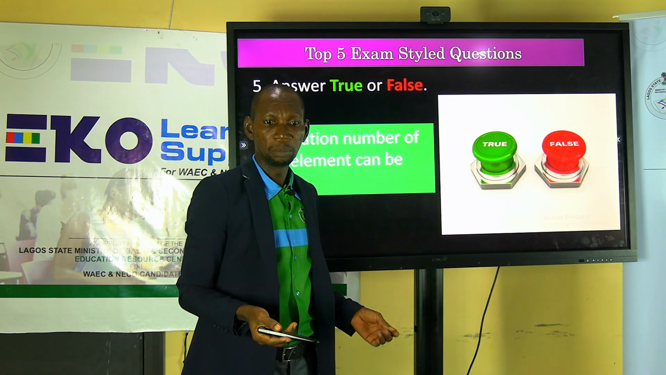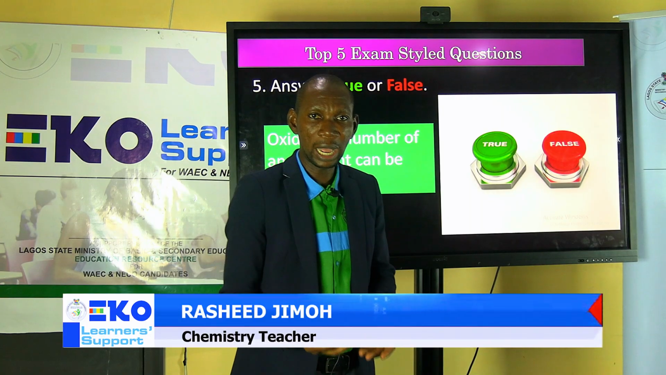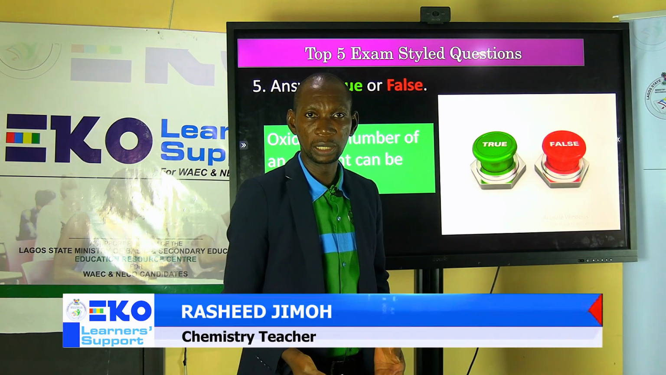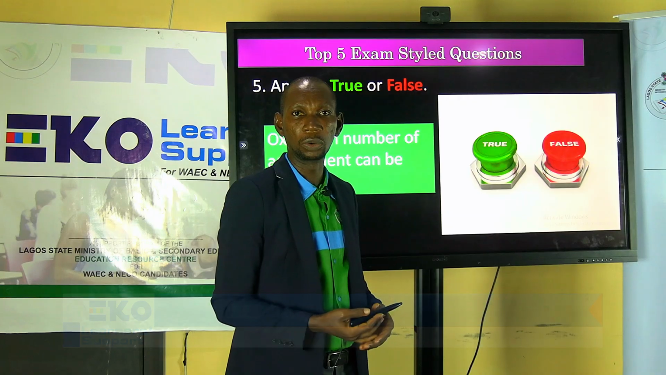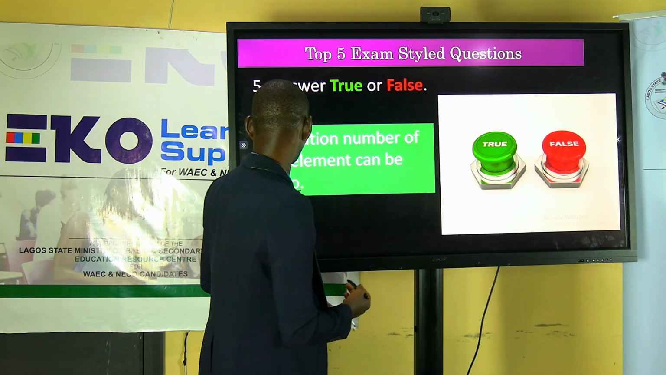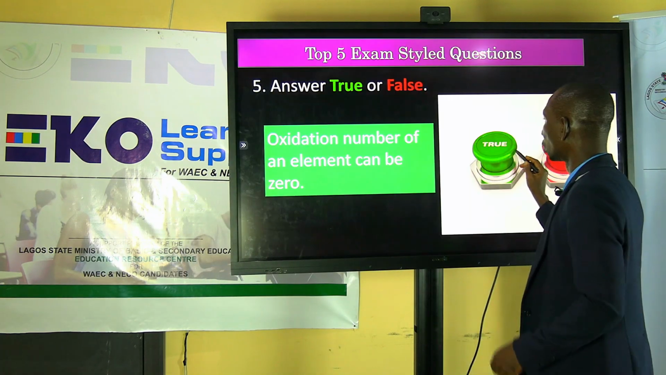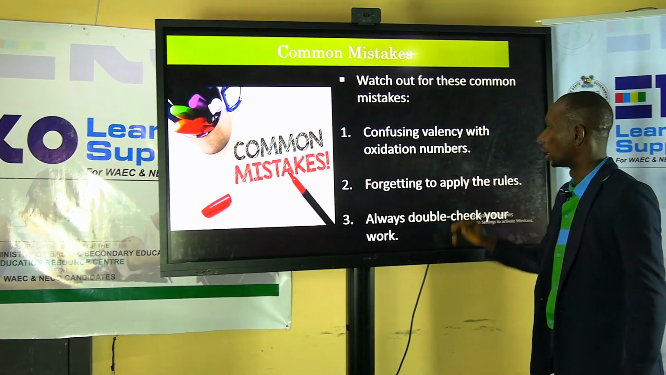Why? Because one of the rules is that the oxidation number of an atom in a free, uncombined state is 0. We saw it for iron in the rusting process there. The answer should be what? Should be true. Well done, well done. That's a good effort. The answer is true. So press the true button there and move on.